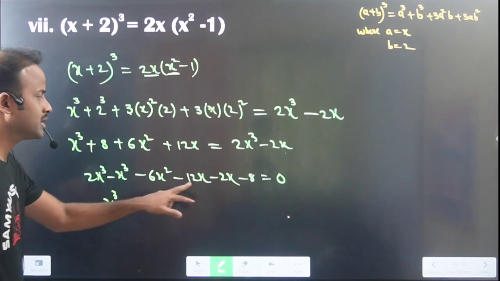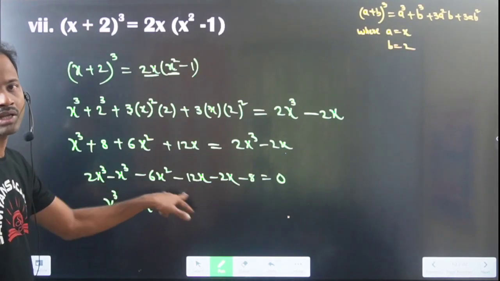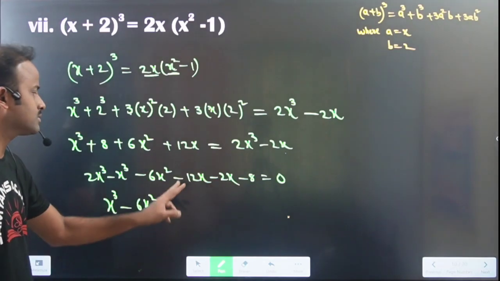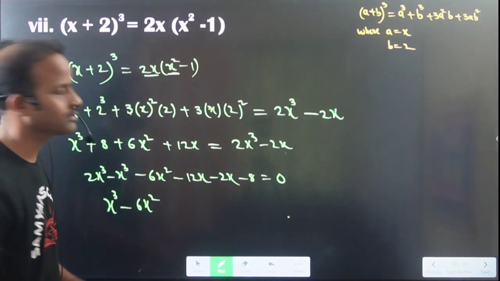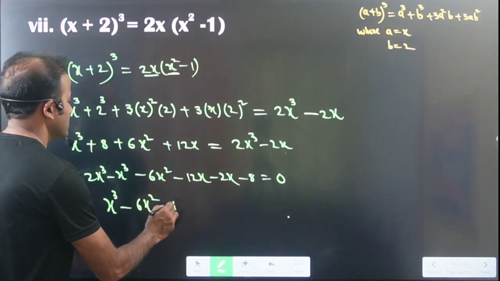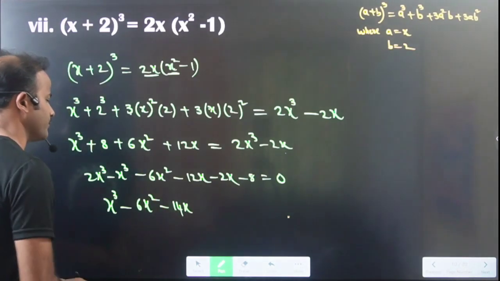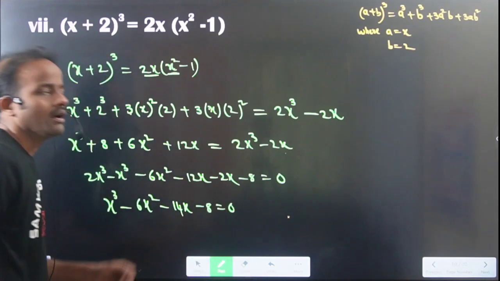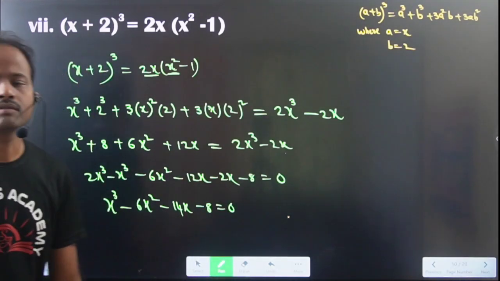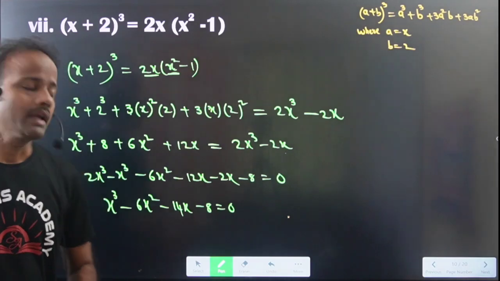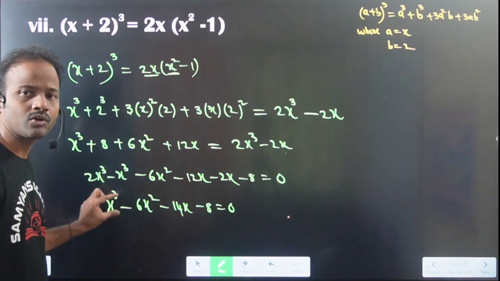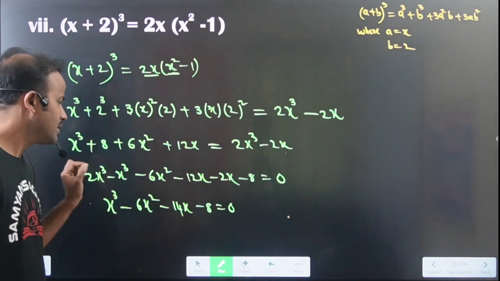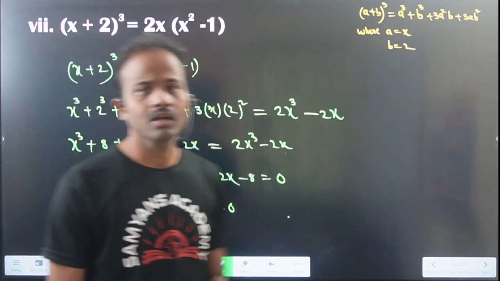Here we have similar terms, 12x and 2x, both having the same sign, so you have to add these two terms. 12 plus 2 is 14, both are negative so the result will also be negative. Minus 14x minus 8 equal to 0. Can you tell, is it a quadratic equation? No. Why? Because the highest power of the variable here is 3.